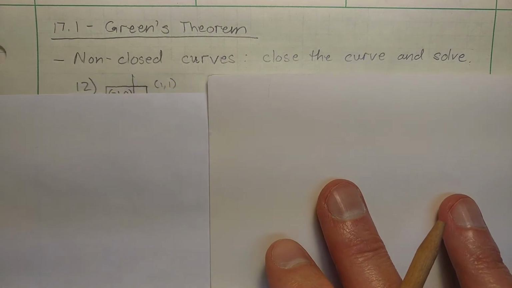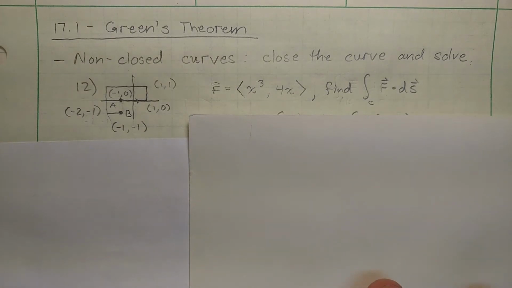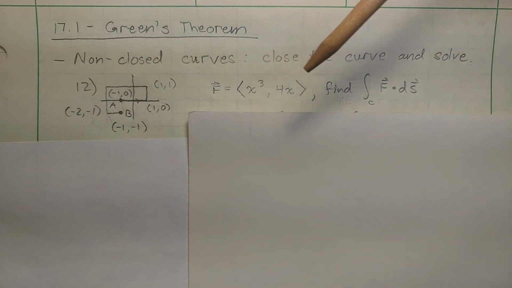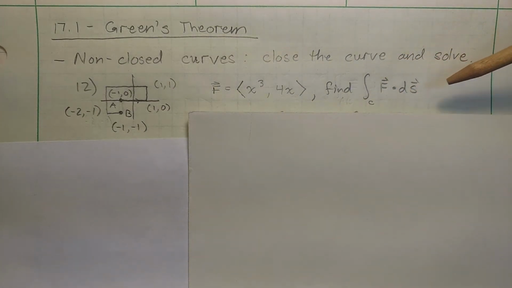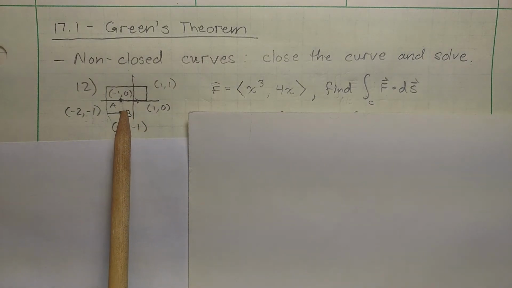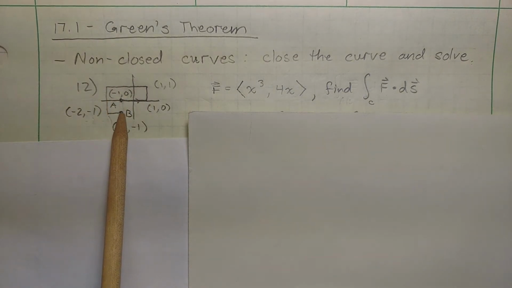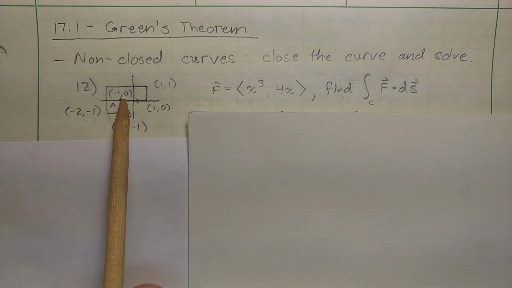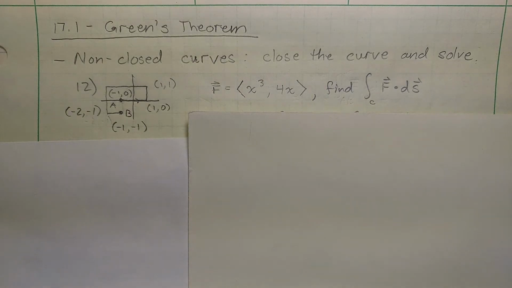So here's the situation that's given to us in problem number 12. We have a vector field, and we want to find the line integral of the vector field F dot ds for this oriented curve starting at A and following this path to B. Obviously that path has 1, 2, 3, 4, 5 separate segments. So to calculate that, I would need to do 5 separate parameterizations, one for each segment of the line, and in essence do 5 separate integrals.